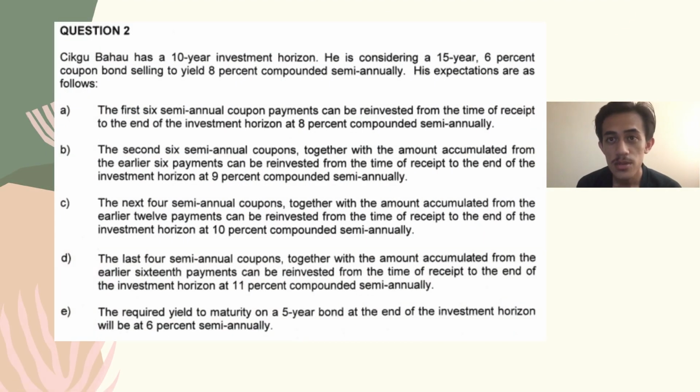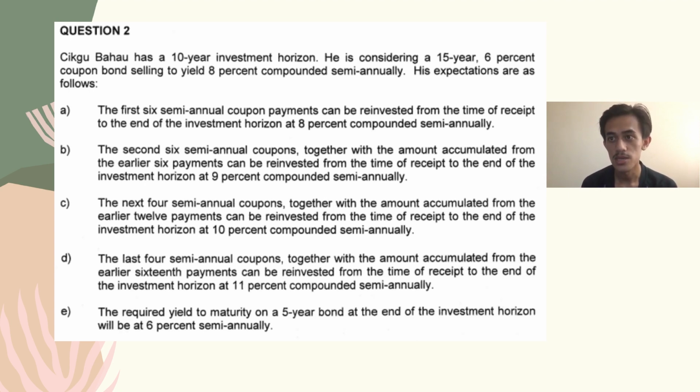This is the question March 2015. Cikgu Bahau has a 10-year investment horizon. He is considering a 15-year 6% coupon bond selling to yield 8% compound semi-annually. His expectations are as follows.